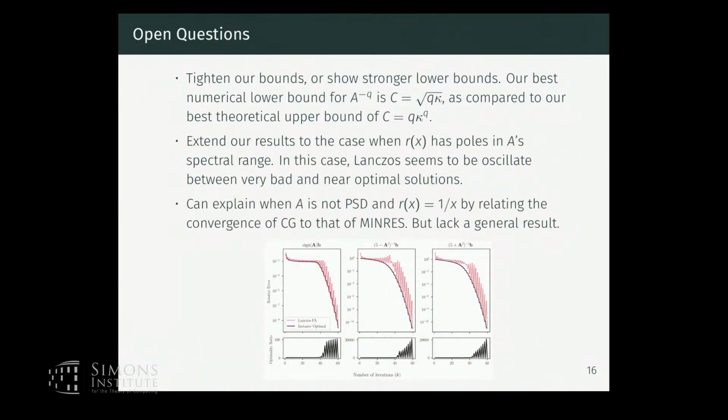It would be cool to extend our results to the case when the function has poles in the spectral range. In this case, Lanczos seems to oscillate between very bad and near optimal solutions. And not only does it seem to, it definitely must do this. But we can actually explain this in the case of 1 over x, if we relate the convergence of conjugate gradient to the MINRES algorithm and show that this oscillatory behavior is necessary, but that you always oscillate to a good solution. It would be really cool to show this for general rational functions.